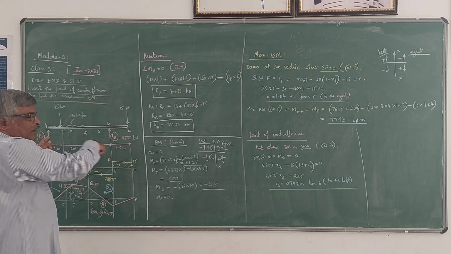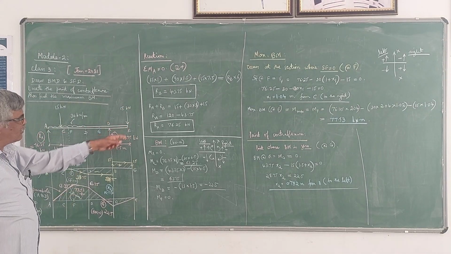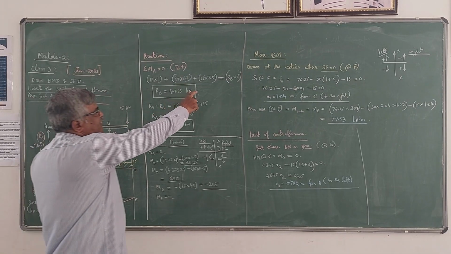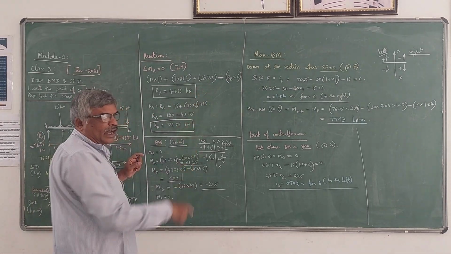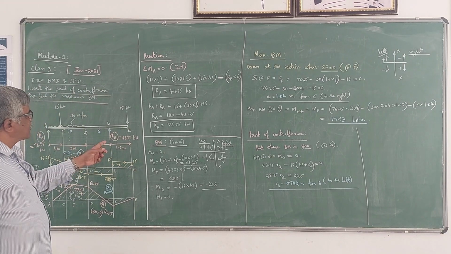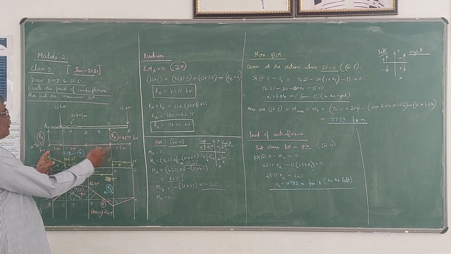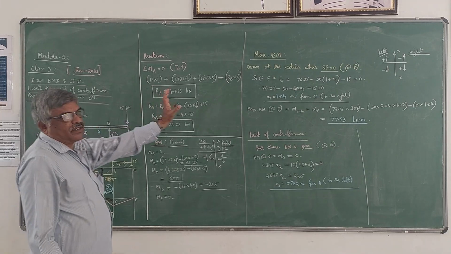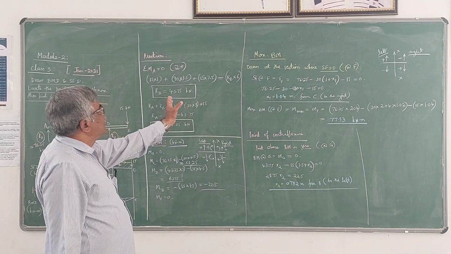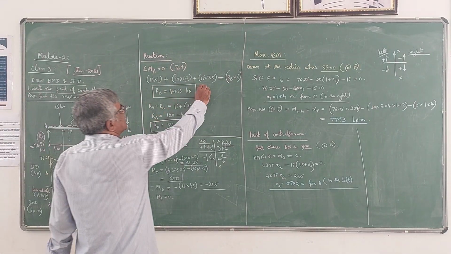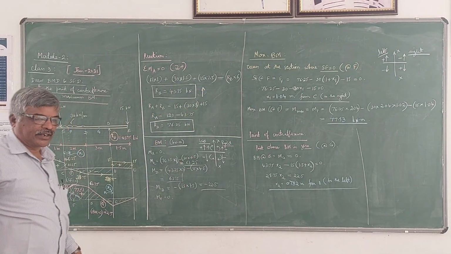Then this 15 kN also gives a clockwise moment, 15 into 7.5, its distance from point A. That is equal to the anti-clockwise moment given by RB, so RB into 6 meters about the point A. This is the equation. If you simplify this, you will get RB as 43.75 kilonewton. Since the value is positive, it is acting upwards, so our assumed direction is correct.